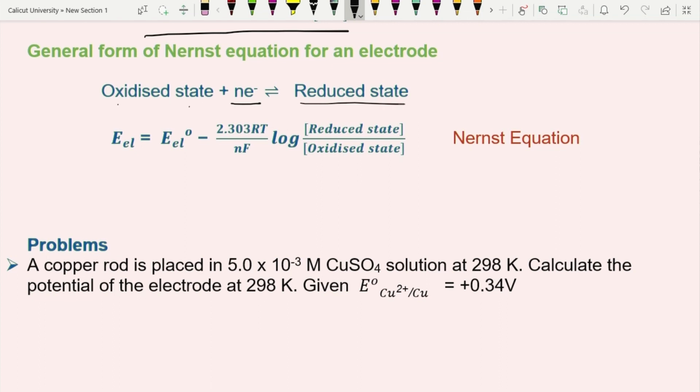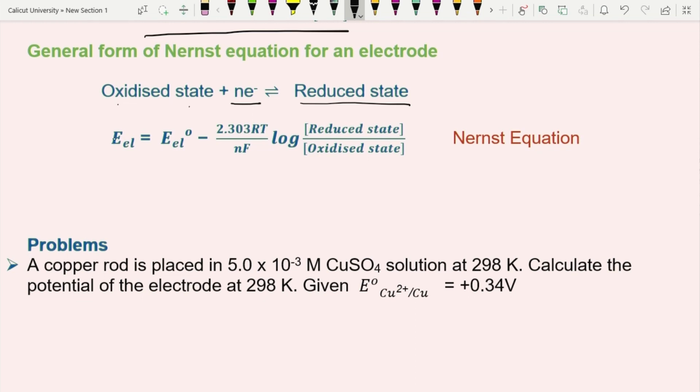Now, we were doing it only for a metal and metal ion electrode. Now, we are going to do a general form of the Nernst equation, which is applicable to all electrodes. So, I am going to represent the electrode reaction. If you remember, I have always told that we have to identify the oxidized state, take the oxidized state, add the number of electrons required, and you get the reduced form. You have to write it in such a way. So, in a general form, oxidized state plus n e electrons gives the reduced state of that particular substance.